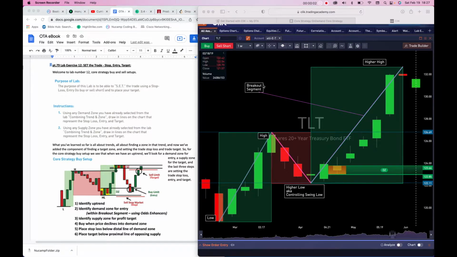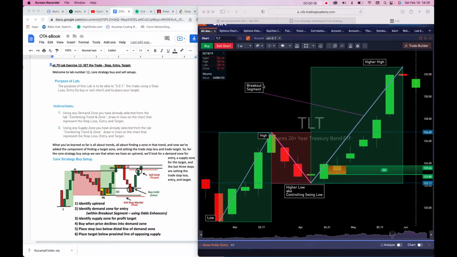Welcome to lab number 12, Core Strategy Buy and Sell Setups. What you've learned so far is all about trends, all about finding a zone in that trend. And now we've added the component of finding a target zone and setting the trade stop loss and trade target.